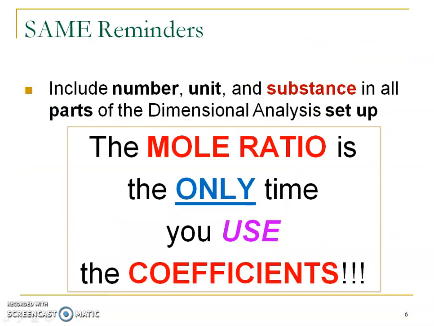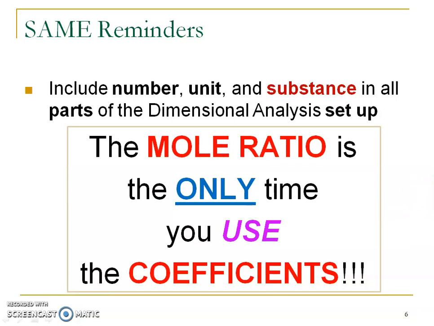Again, you want to include a number, a unit, and a substance in every single part of your dimensional analysis stoichiometry setup problem. And we want to remember that in the mole ratio is the only time you're using the coefficients from your balanced chemical equation. So that very beginning part, when you're going from a quantity to moles, is mole island and everything is per 1 mole, and your end part of the dimensional analysis stoichiometry problem, again going from moles to any one of those quantities, again is going to be per 1 mole. So it's only that middle part, that mole ratio, getting us from substance A to substance B, where we're going to use the coefficients.